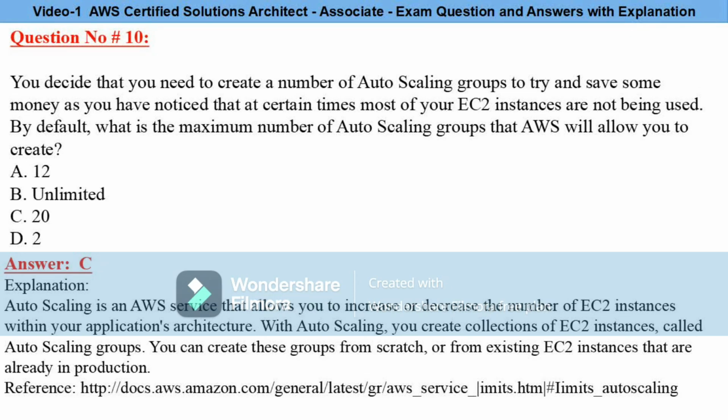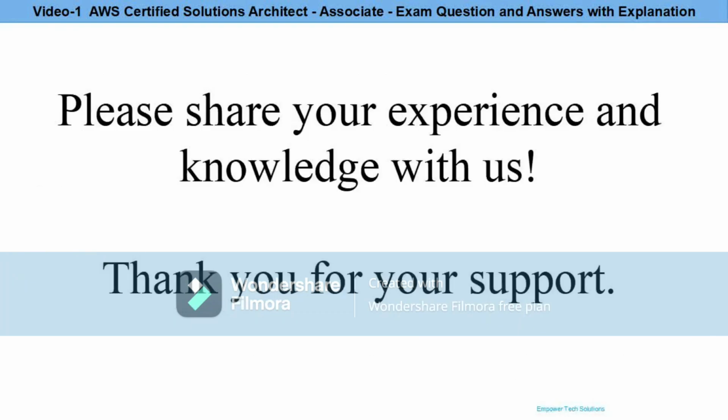For the last question, you decided that you need to create a number of Auto Scaling groups to try and save money, as you noticed that most of the EC2 instances are not being used by default. Now, what is the maximum number of Auto Scaling groups that AWS allows you to create? So the answer is 20. For explanation, Auto Scaling is an AWS service that allows you to increase or decrease the number of EC2 instances within your application architecture. With Auto Scaling, you can create a collection of EC2 instances called an Auto Scaling group. You can create the groups from scratch or from existing EC2 instances that are already in production. So you can create a maximum of 20. So that will be the answer.